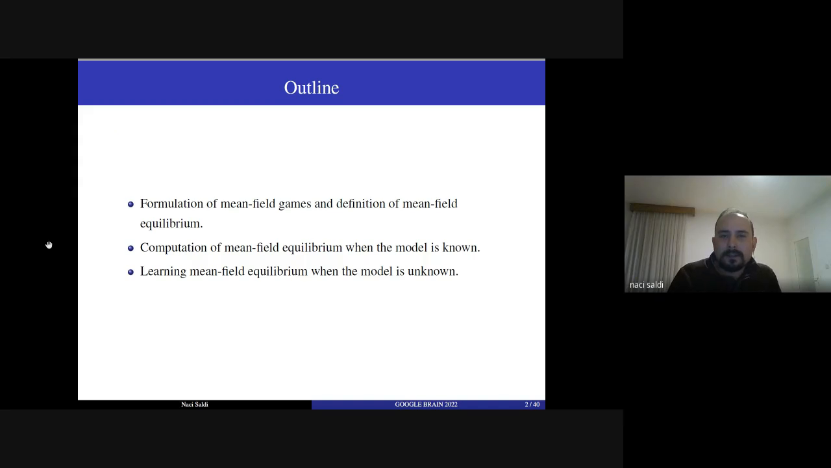And this is the outline of my talk. I will first give the formulation of mean field games, both for the finite agent setting and then for the infinite agent setting. And then I will define the mean field equilibrium. After this, I will talk about computation of mean field equilibrium when the model is known. And finally, I will be interested in learning mean field equilibrium when we don't have the model.